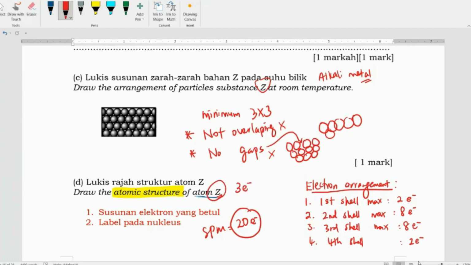Z has only 3 electrons. Let's distribute them. First shell, put how many? 2, okay. It has 3 electrons, so first shell put 2, because the maximum is 2. After that, how many are left? First shell you put in 2 already. So second shell remains how many?